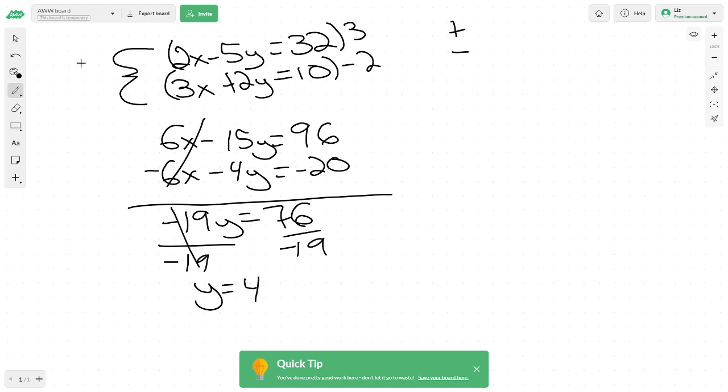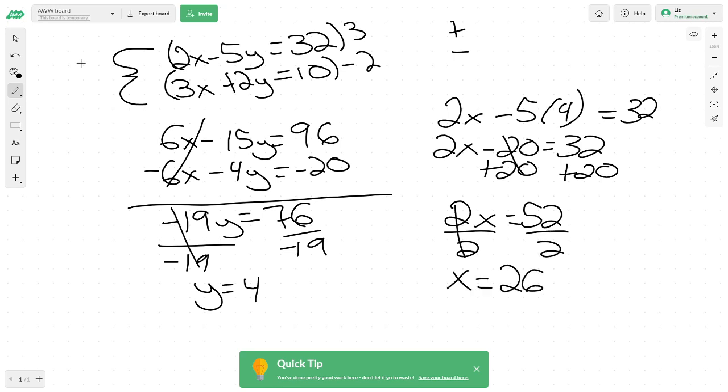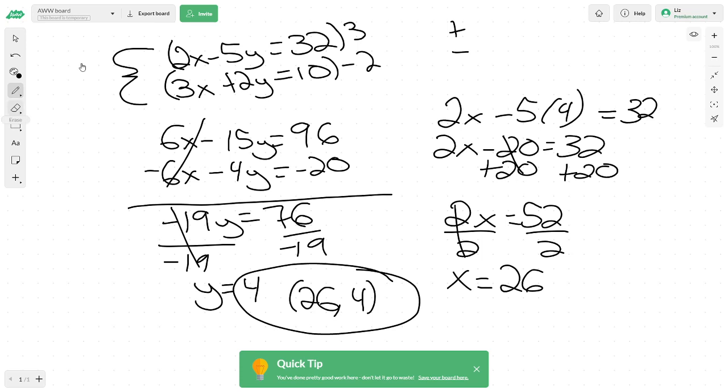And then I can plug this y value into either one of the original equations. I'm just going to do the first one. So 2x minus 20 equals 32. Add 20 to both sides. 2x equals 52. Divide by 2. x equals 26. And then again, your answer is the ordered pair, 26, 4. All right, this is my answer here.